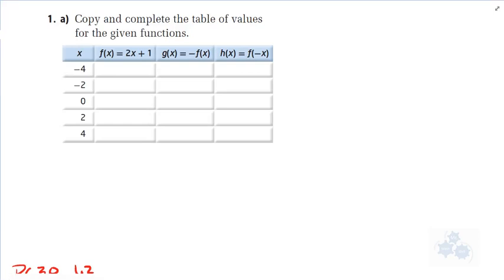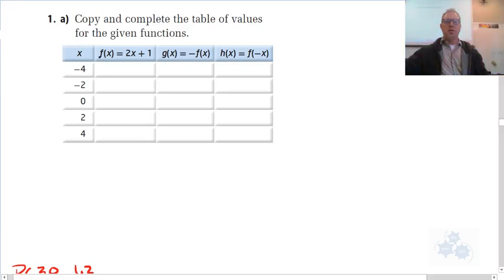For number one, the first column is pretty easy. f of x is simply putting this x value in, and that's going to be 2 times negative 4, which is negative 8, plus 1 is negative 7. Over here, the g of x value is the negative of the f of x value. So that's just positive 7. It's the negative of the f of x we just determined.